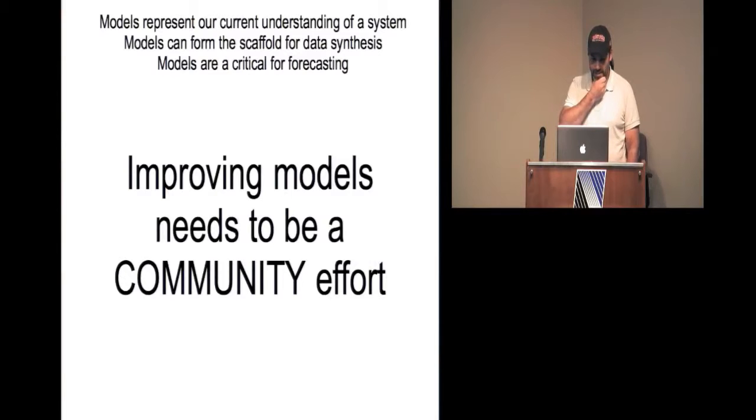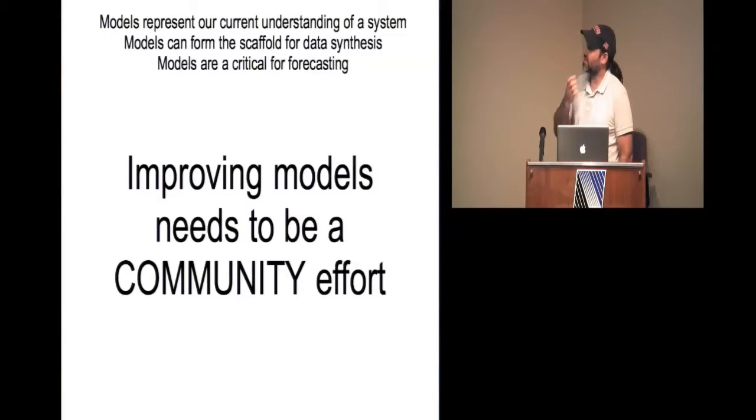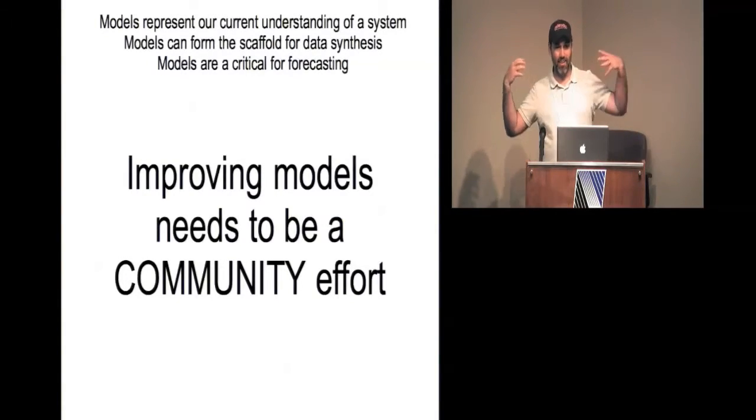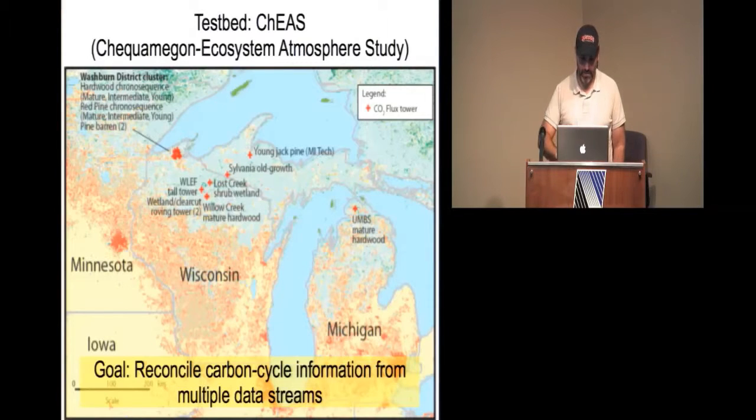Our take home is that our models represent our understanding of how a system works. They can form a scaffold for data synthesis, and they're critical for forecasting how ecosystems respond. So improving models really needs to be a community effort. This is why we are critically interested in ways to get all of this unstructured, uncurated data from the community into these systems in a more straightforward and automated way.